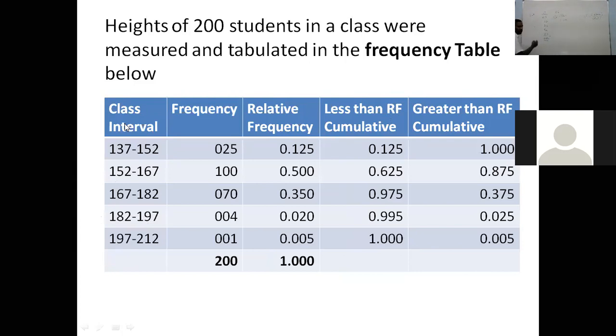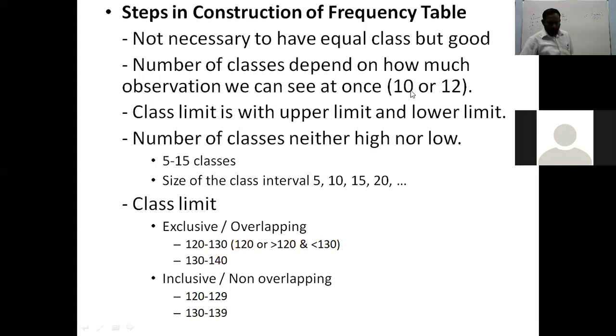For the first one, 137 to 152. Second one, 152 to 167. 167 to 182. Right, 182 to 197, 197 to 212. Right, I just made a note of it. Then we will move to the other slide. Right. What are the steps that we can formulate to construct the frequency table?